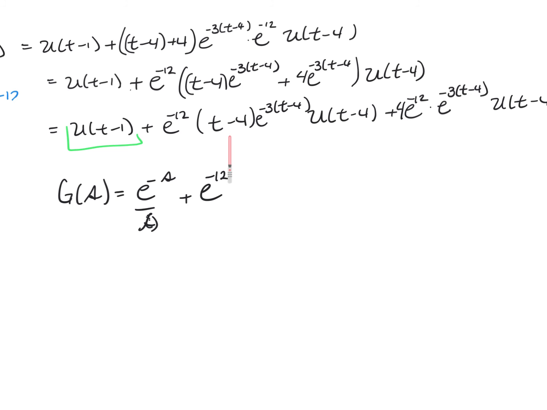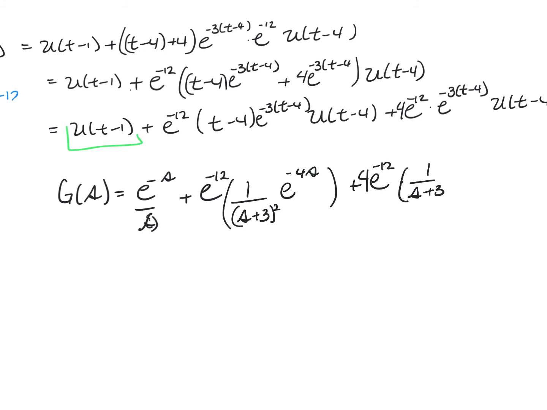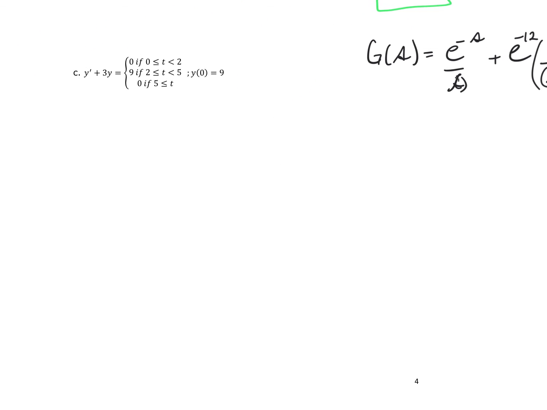When I do the Laplace transform of (t minus 4) e raised to the negative 3(t minus 4), this will become 1 over (s plus 3) quantity squared, e raised to the negative 4s, plus e raised to the negative 12, and then we have a 4 as a multiplier, so we'll do a 4 out front here. And then it'll be multiplied by 1 over s plus 3, e raised to the negative 4s. And that's it. Now, let's take a look at C.